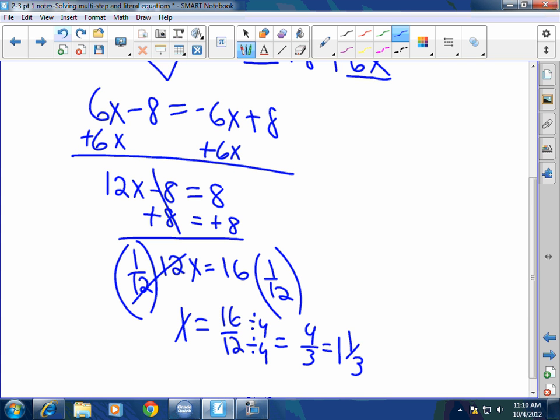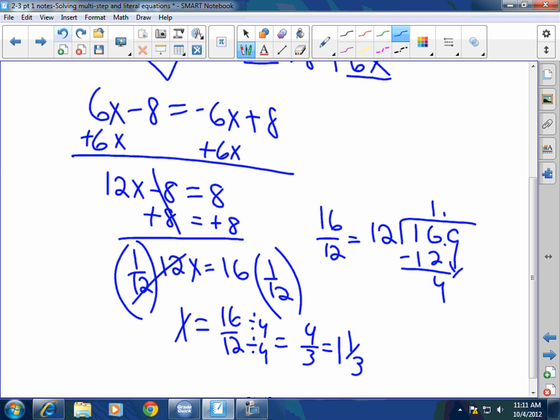Now, if you don't want to simplify it, that's fine. You have 16 twelfths, 12 on the outside, 16 on the inside. That's 1 time. That's 12. And I got 4 left over, so that's going to be 1.3 repeating, or 1 1/3. So either way, that's fine.